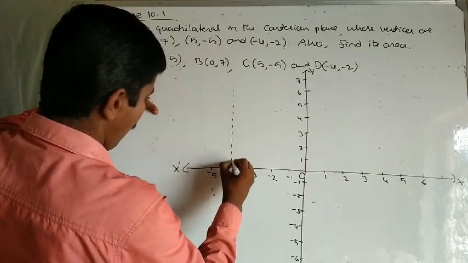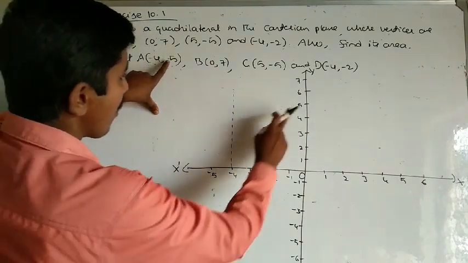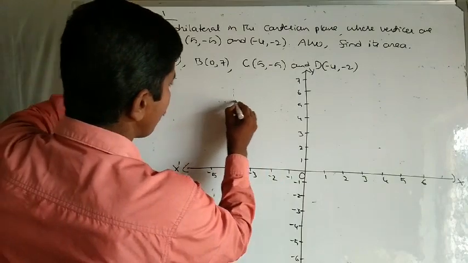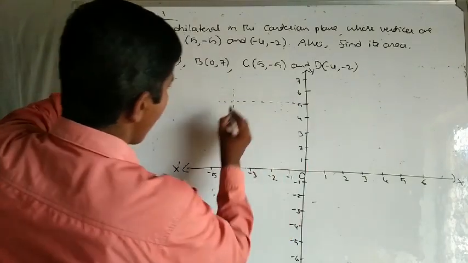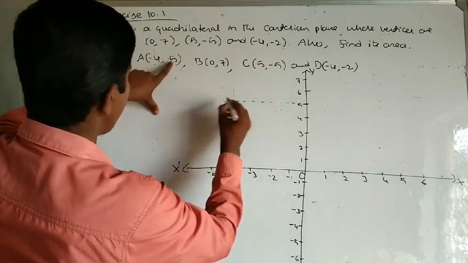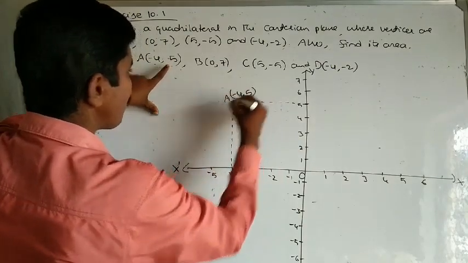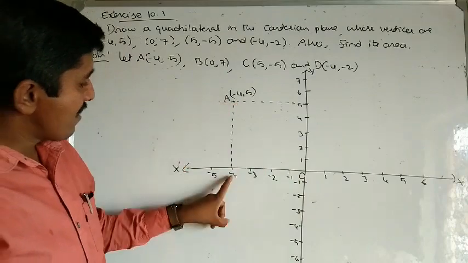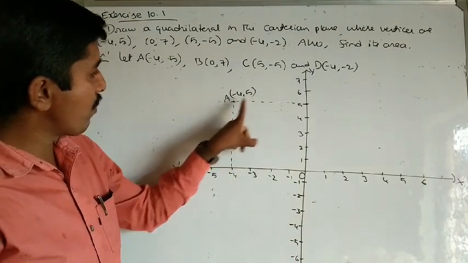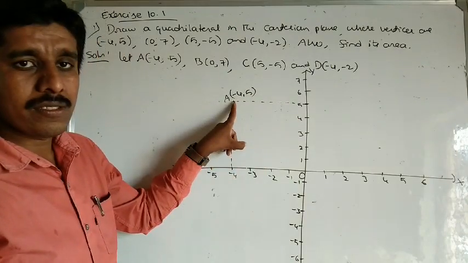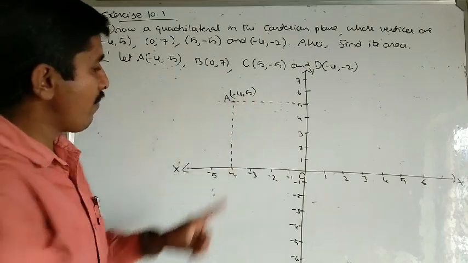First try x equal to minus 4. Correct. And next y equal to 5 here. Correct. Where two lines intersect, this is the A point. A point coordinates are (-4, 5). Got it? X equal to minus 4, y equal to 5. This is the A point (-4, 5).